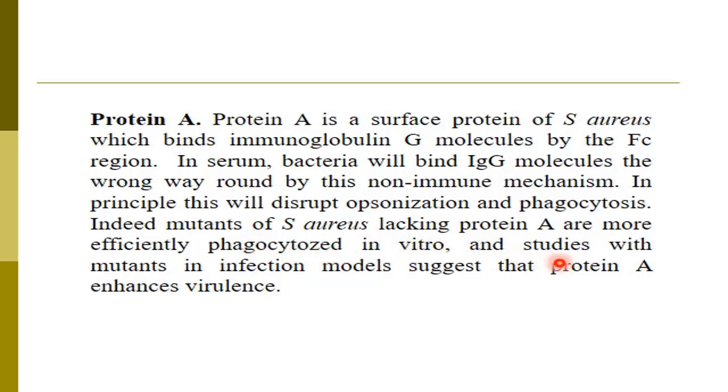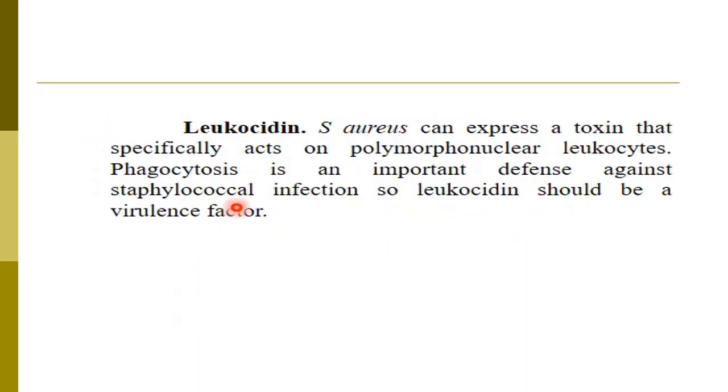Phagocytosed in vitro. And studies with mutants in infection models suggest that protein A enhances virulence. Leukocidin, the other virulence factor which can be produced by Staphylococcus aureus. From its name, it lyses the polymorphonuclear leukocyte. Staphylococcus aureus can express a toxin that specifically acts on polymorphonuclear leukocytes. Phagocytosis is an important defense against staphylococcal infection, so leukocidin should be a virulence factor.